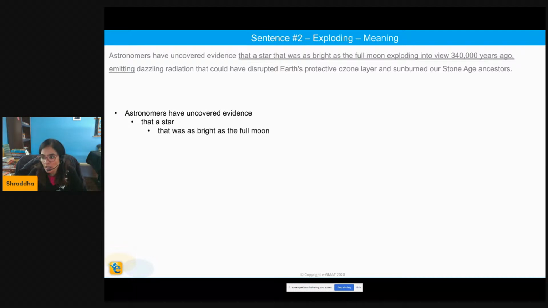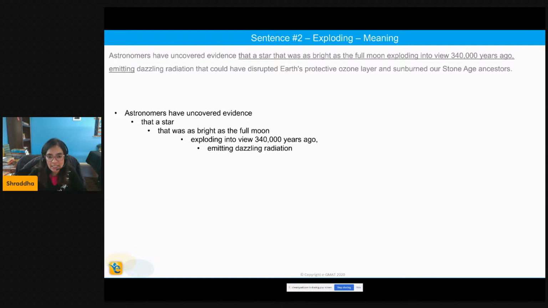That a star that was as bright as the full moon. So, they discovered the evidence that there was a star that was as bright as the full moon, exploding into view 340,000 years ago. Okay, so this particular star exploded into view. It came into view through an explosion some 340,000 years ago. That's pretty old.